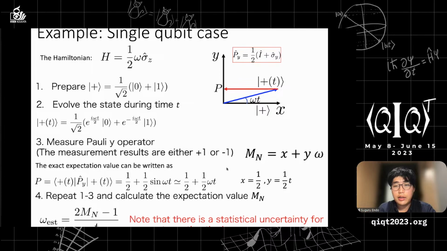This is the expectation value, but the actual experimental result has shot noise. So these are different: this one has shot noise, and this is the exact expectation value. By using this relationship, we relate the experimental results and the estimated parameters, and by doing this, we can estimate the magnetic field, the parameter omega.